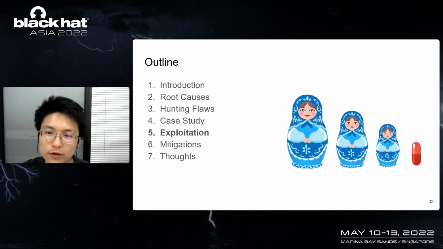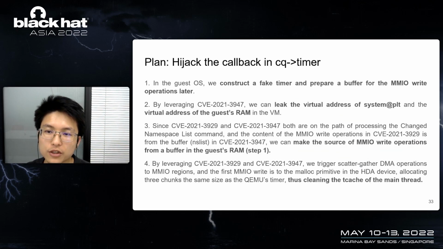Leveraging these 2 vulnerabilities, now we will discuss how to exploit those bugs and demonstrate a VM escape in the end. As mentioned before, we got a recursive MMIO flaw triggered by DMA that calls UAF, and the freed structure contains a timer pointer. And we got an arbitrary memory read flaw which can be used to bypass ASLR and leak the guest RAM address. Last, there is a powerful malloc primitive in the HDA device.